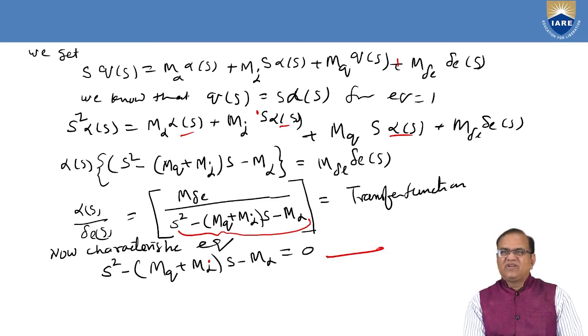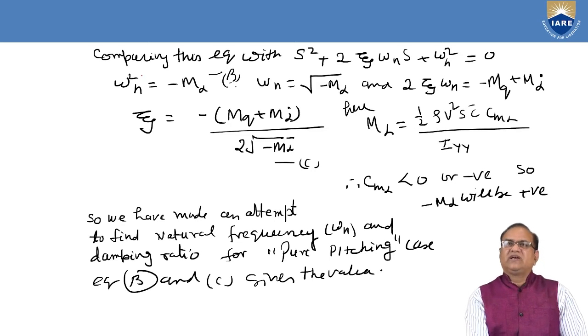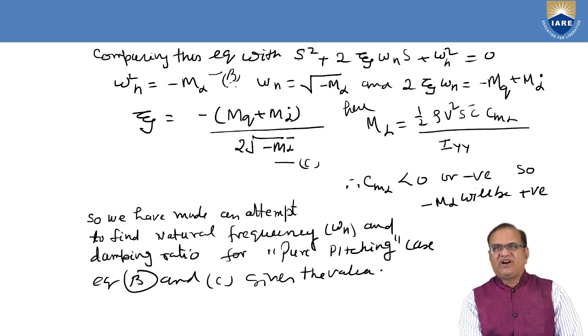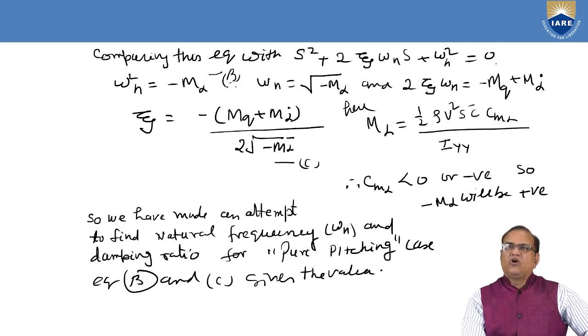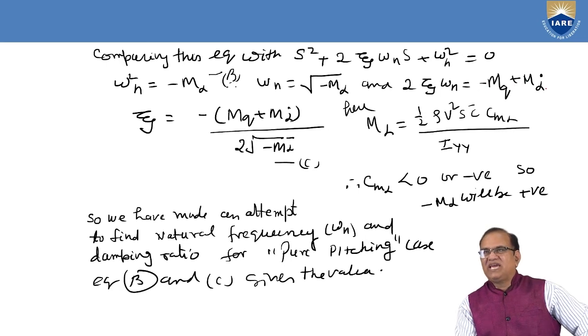So this equation we got. Now we have to solve this problem. We have to compare this equation with the standard equation, s square plus 2 zeta omega n s plus omega square n is equal to 0. So here, if we compare with the previous equation, omega square n is equal to minus m alpha. So omega n is equal to under root minus m alpha. And if we compare 2 zeta omega n, this will be minus mq plus m alpha dot.